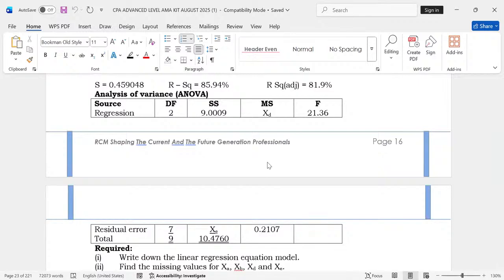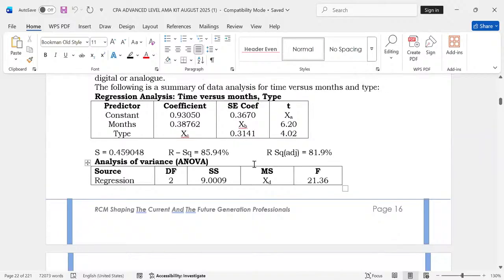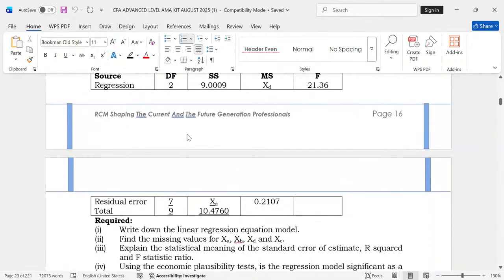I will not do that question first because one of the coefficients is missing. You can see this coefficient here, X, is missing, right? So then the very best thing to do is to do part 2 first. We do number 2 first, where they want us to find the missing values of the XA, XB, XD, and X what here, somebody? XE. So long as you do your numbering very well, there is no problem.